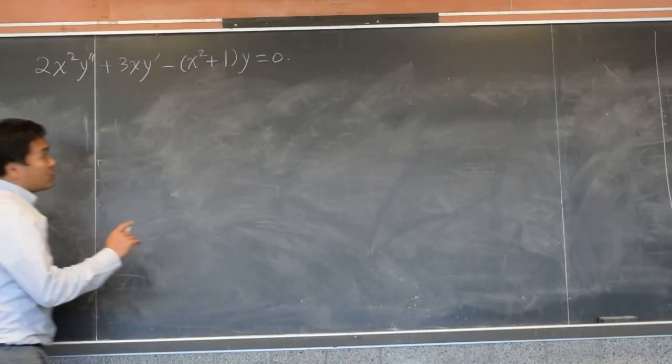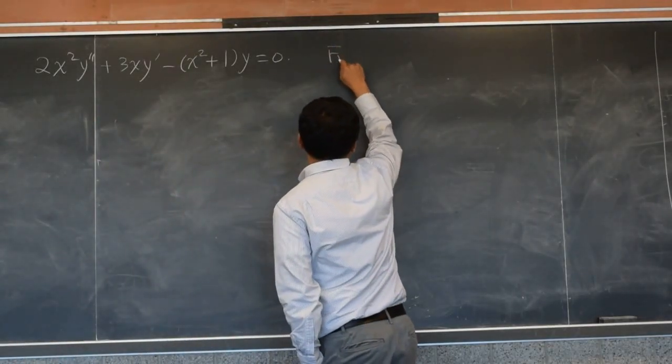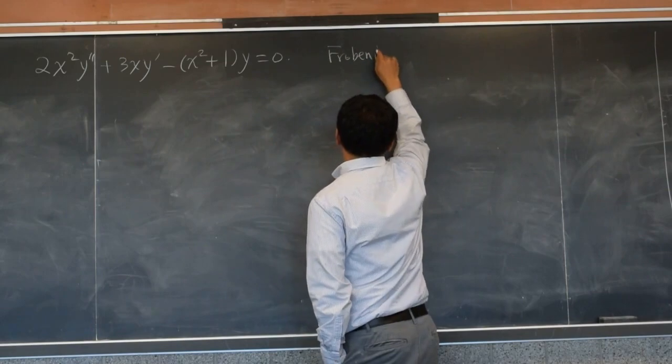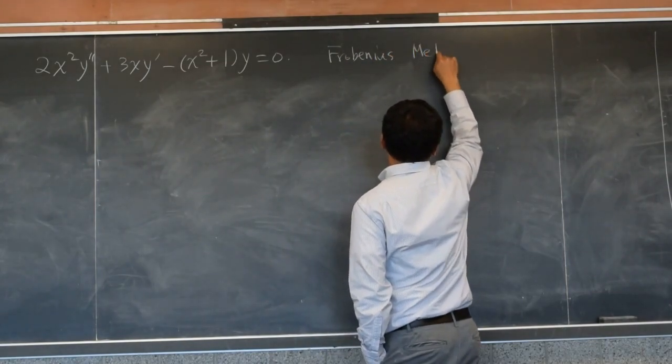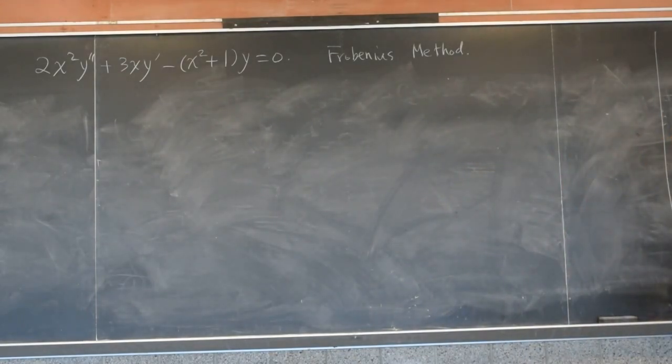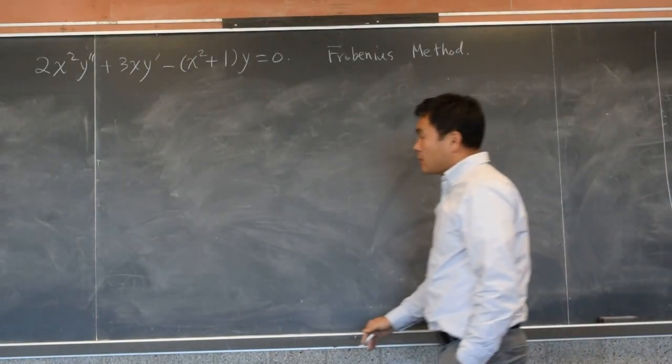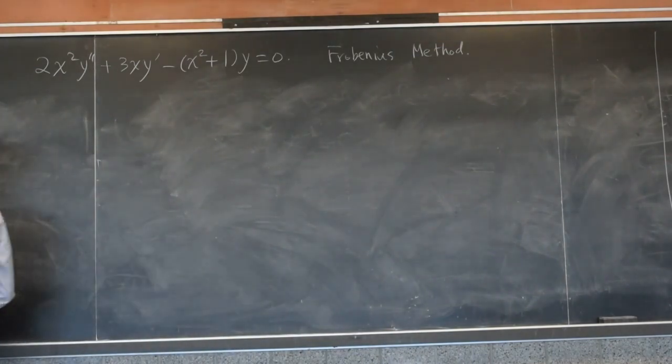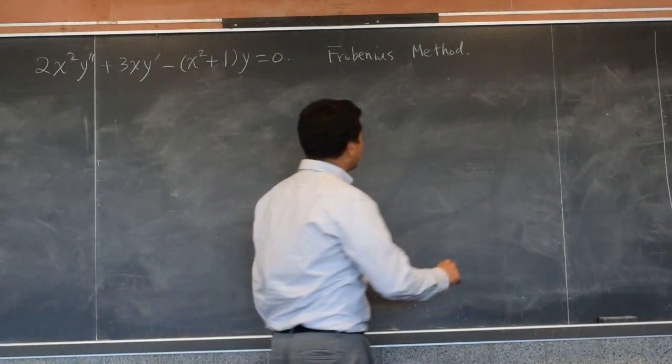Trying to do the Frobenius method, and what is it about? So last time we were talking about series solution, right?